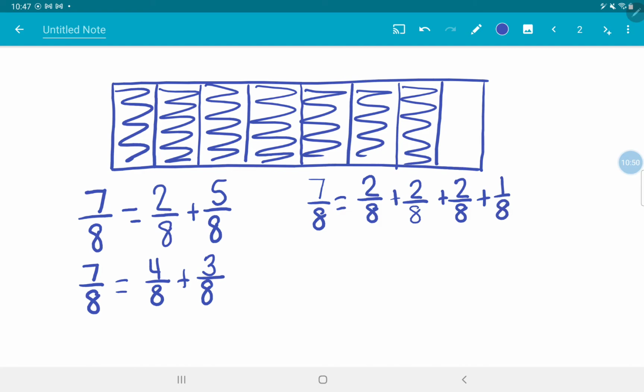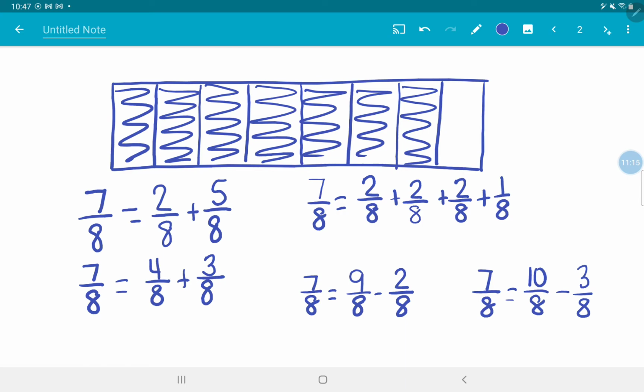Very good. What have you got, Owen? 9/8 minus 2/8. Nice one. Okay. What have you got, Olivia? 10/8 minus 3/8 equals 7/8. Very good. Jacob? 4/8 plus 3/8 equals 7/8. Amy? 7/8 plus 0/8. Very good.